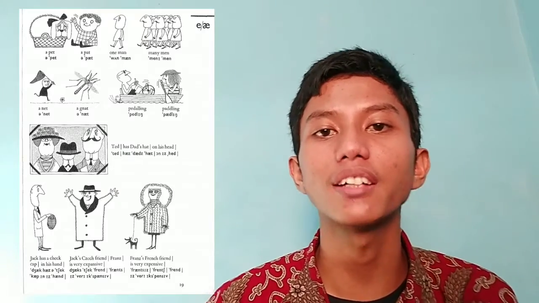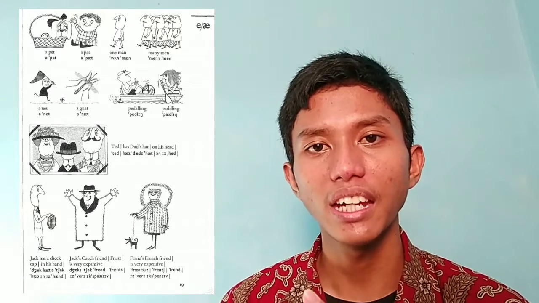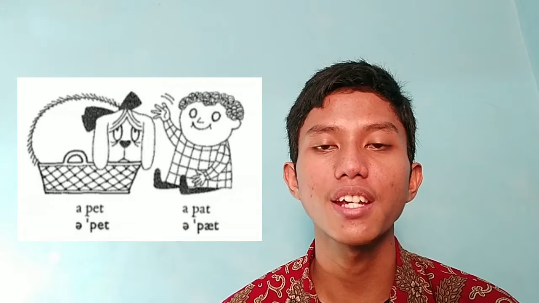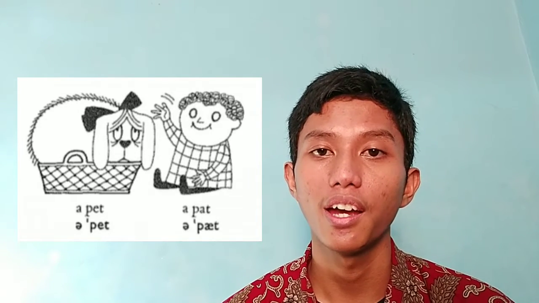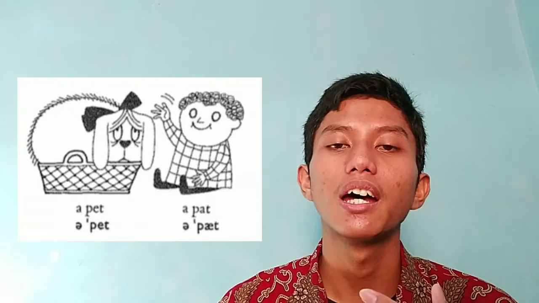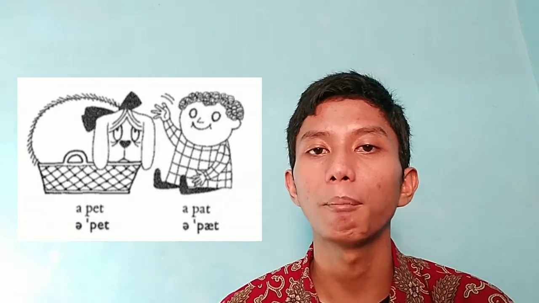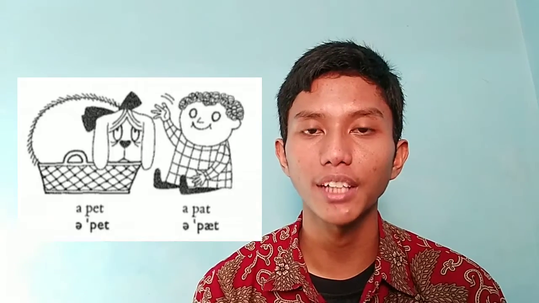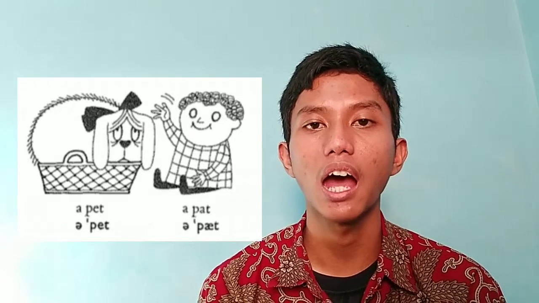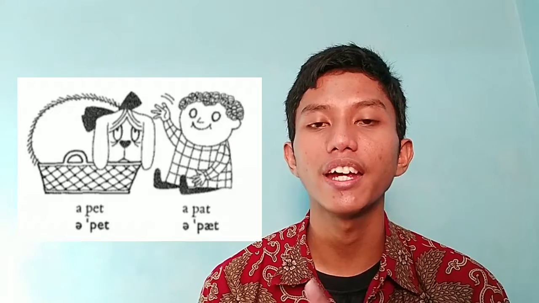Alright, we move to the next page, page 19. In this page, we will be able to differentiate between two vowel sounds. In the first picture, we differentiate between a pet and a pat. So it's not intonation again, but the difference in tongue position when we pronounce it. A pet, for example, I have many pets in my house. And then a pat, for example, I have 3 pets in this stage.